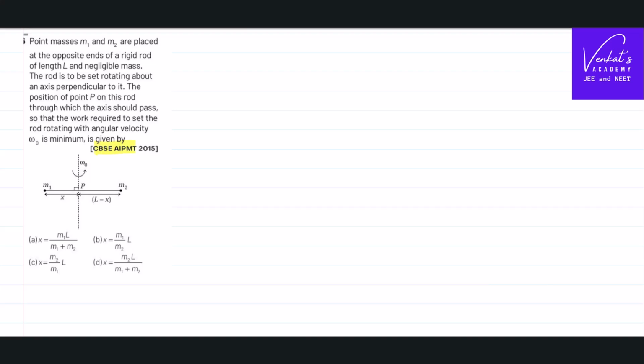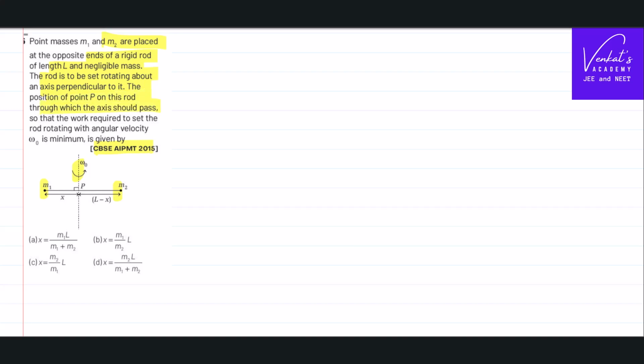This is an AIPMT question in rotational dynamics. The problem is like this. Point masses M1 and M2 are placed at the opposite ends of a rod of negligible mass. So the rod itself has no moment of inertia as its mass is negligible. The rod is set rotating about its axis as given.